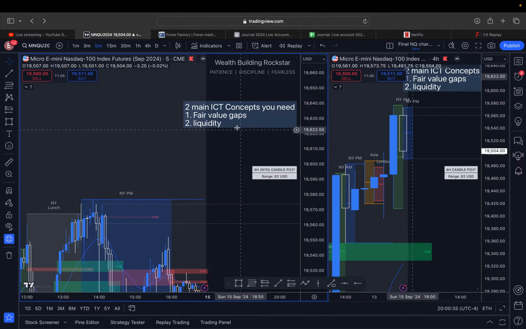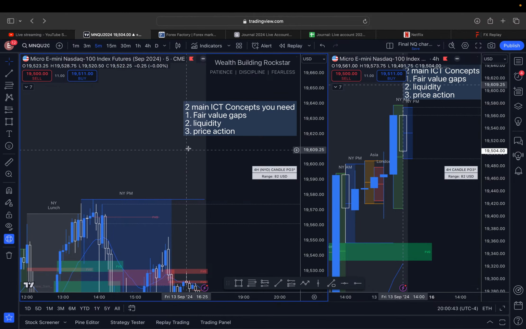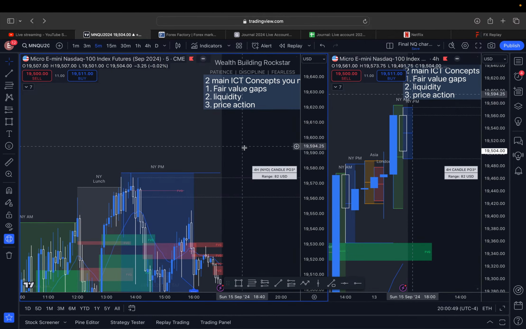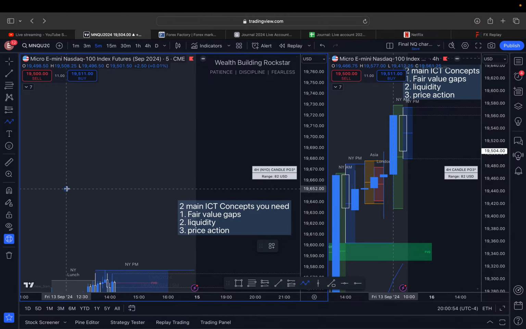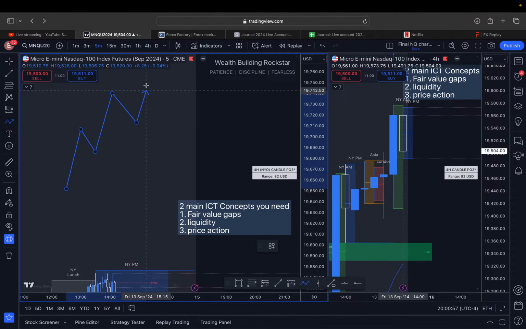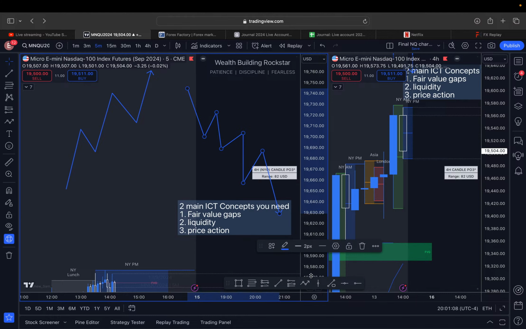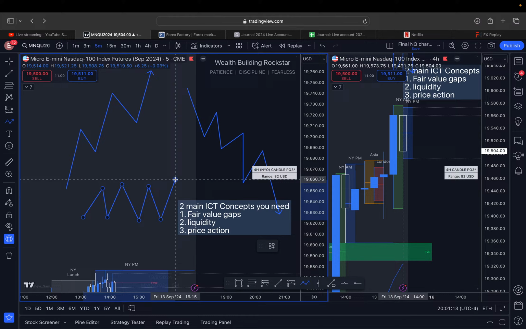Actually, I lied. You do also need price action. Price action is just how the market moves. It doesn't vary. Most of us look at it the same, but we just know that the market will zigzag up. It will also zigzag down. And then it will zigzag sideways. So this is the way the market moves, always.